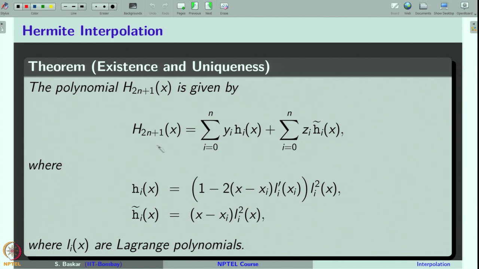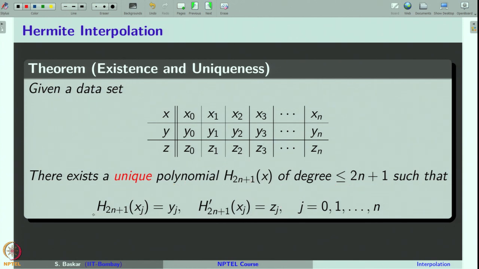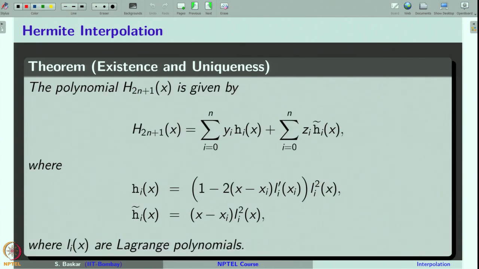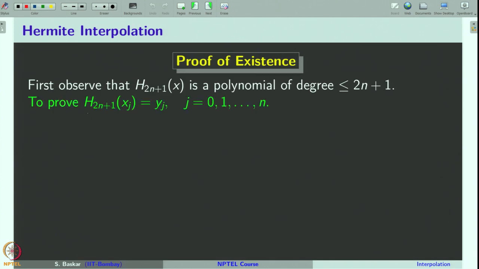Now, our aim is to further show that the expression given like this is indeed the Hermite polynomial. For that, we have to show that the polynomial defined in our slide satisfies these two conditions at each node point. Let us see how to prove this. Let us take the first interpolation condition of zeroth order, that is h of xj is equal to yj for j equal to 0, 1 up to n. Let us see how to prove this.